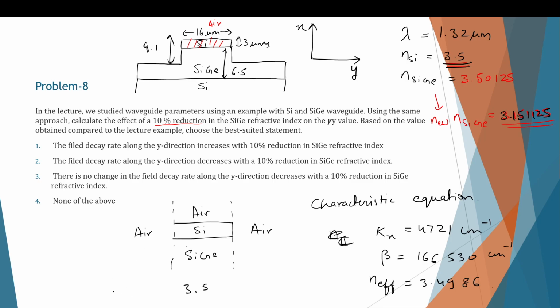In the air region, we can just say that the effective index is 1 on both sides. So now I can use the symmetric waveguide characteristic equation, and based on that I can get my gamma value.